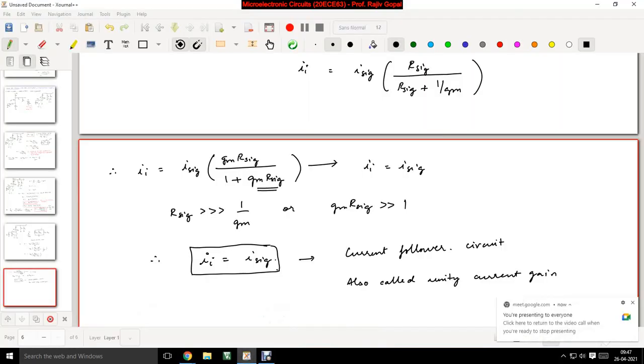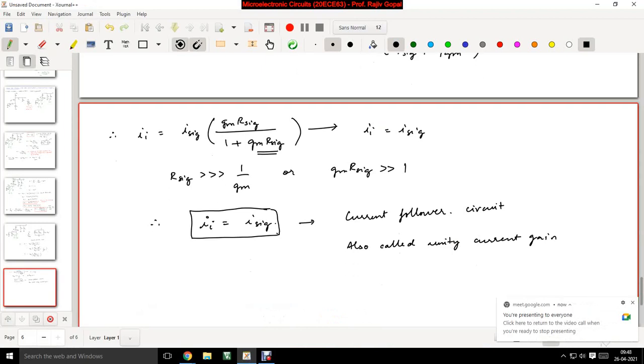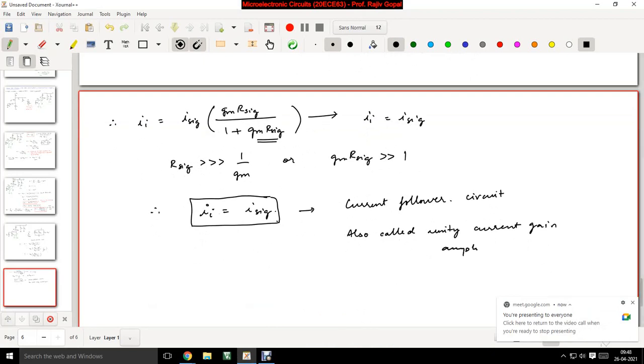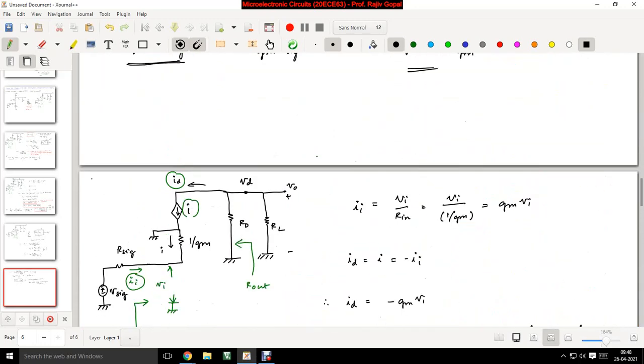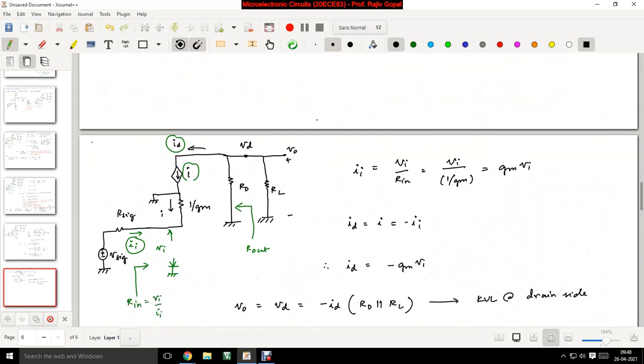Okay, that was it. Right, so this is called the current follower circuit or the unity current gain amplifier. Right, any queries still here? Any queries still here? No? Then in that case we are left with one thing. We have to find out what is R out now. So R out, from this you can directly tell that it is RD, right?